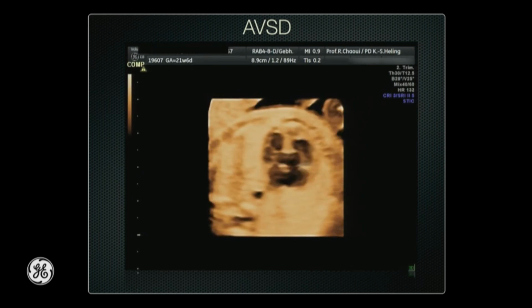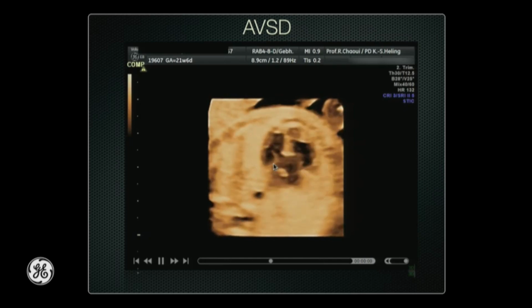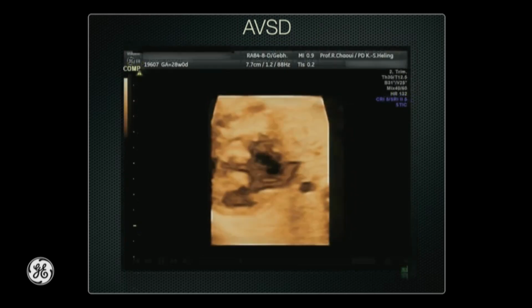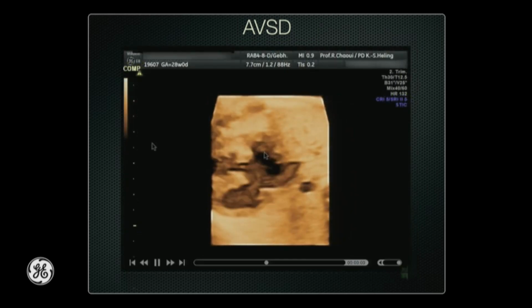An example for an AVSD, diagnosed at 21 gestational weeks. You see this common AV valve, and you see that it's a balanced AVSD. Both ventricles have the same diameter, so the AV valve shows us the opening movement in both ventricles. The ongoing course of pregnancy, again at 28 gestational weeks, AVSD, the same case, with a good outcome after birth.